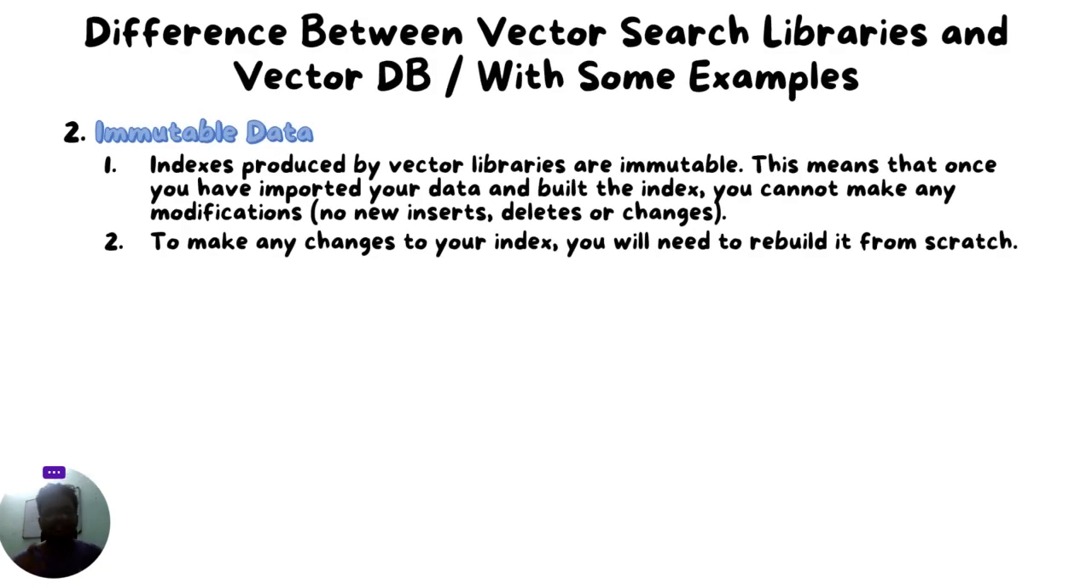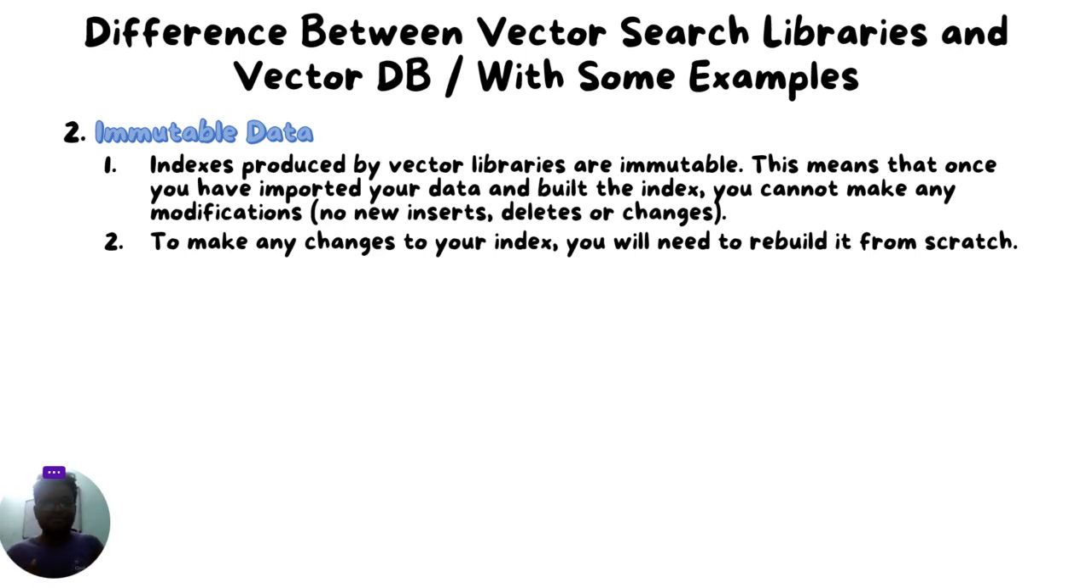The second characteristic is all about immutable data. When you push your data inside your vector library, the indexes are immutable. This means that once you have imported your data and built the index, you cannot make any modification: no new inserts, no new deletes, and no new changes. If unfortunately you have made some mistakes, or if you want to add any new data, then you have to rebuild it from scratch.